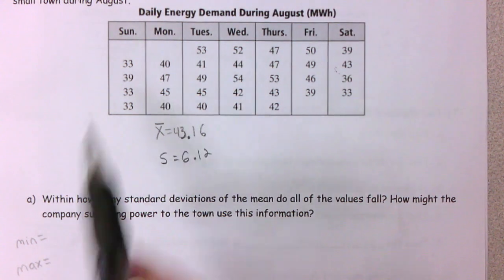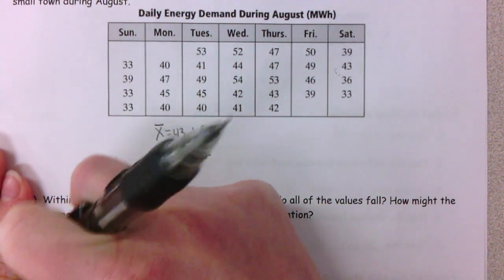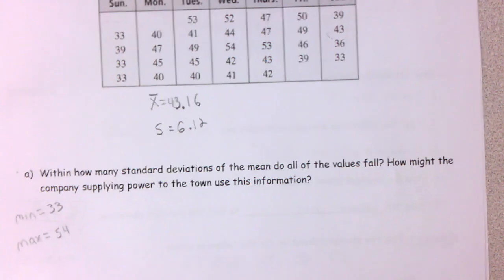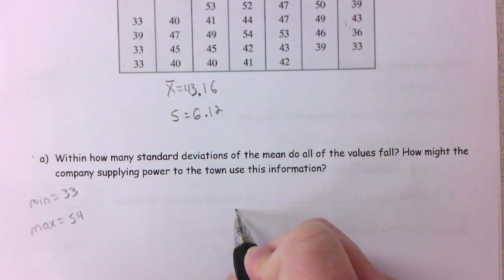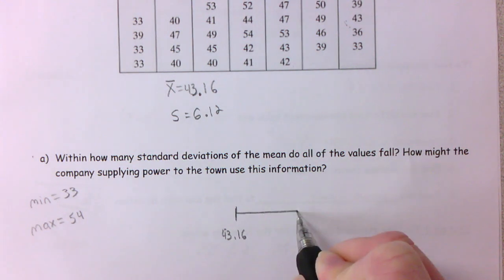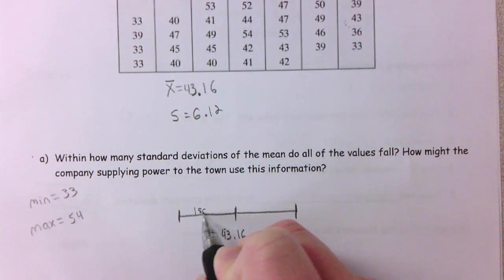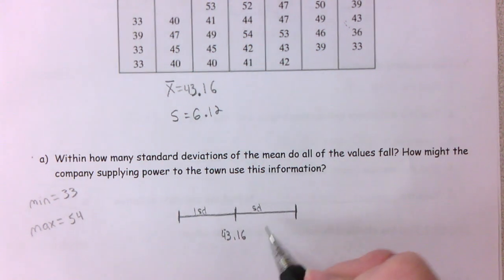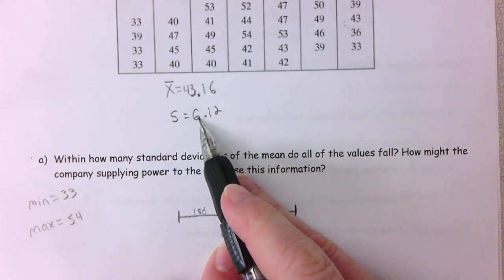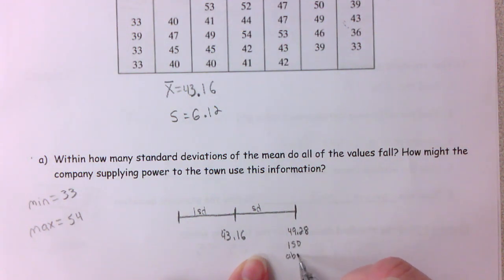So if you look through the whole list, you'll notice that 33 is the smallest and 54 is the biggest. Sometimes we'll make a little chart. So in the middle is the mean, 43.16. If I add a standard deviation and subtract a standard deviation, so 1 SD for standard deviation, I'm going to add 6.12, that gets me 49.28. That is 1 standard deviation above the mean.